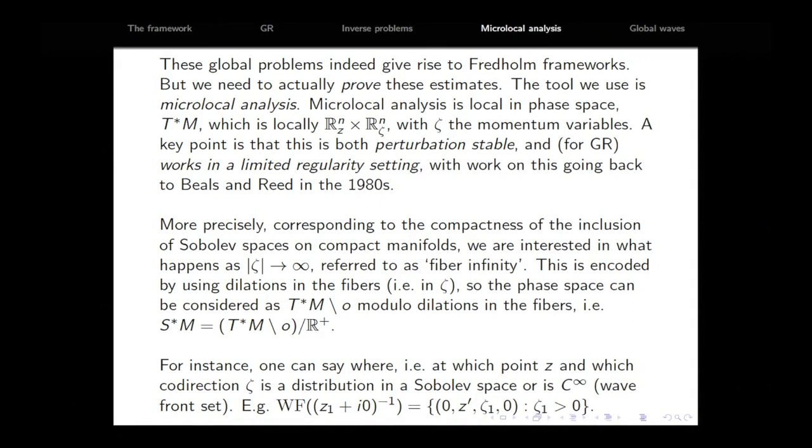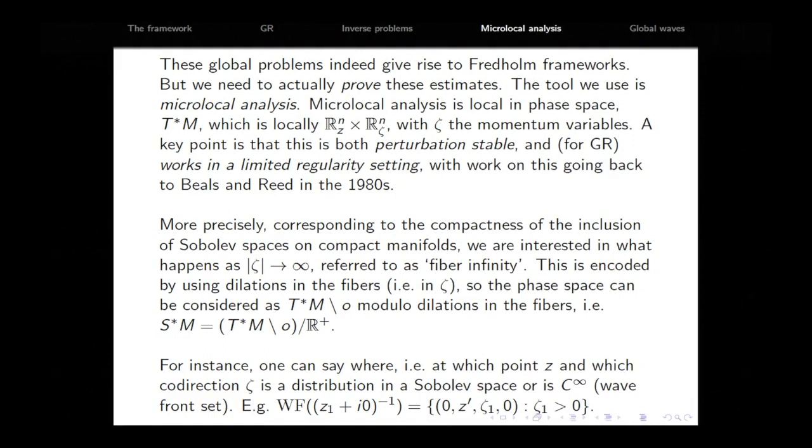I think this is certainly familiar to geoscience. It's really just doing analysis on phase space. So you have a position z and the dual variable momentum zeta, and what you're really trying to get at is, remember I said that these compact errors come from low regularity Sobolev spaces. So you're trying to get at singularities of, say, functions or distributions, and what they correspond to is high frequency behavior. So this zeta going out to infinity.